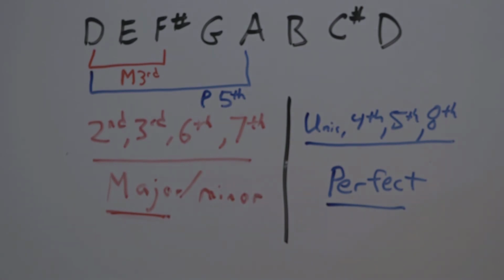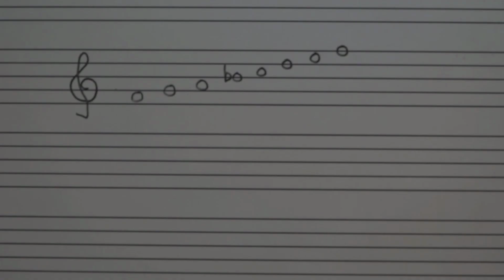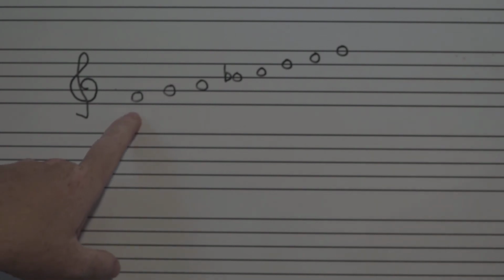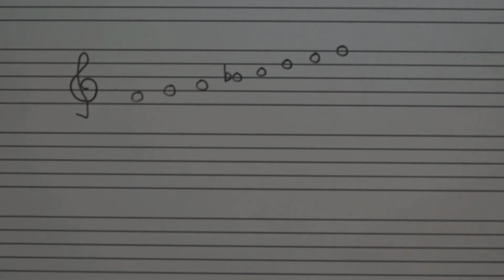Now let's take a look at intervals as they appear on the staff. You should be able to recognize this series of notes pretty instantly. It is an F major scale, F going to F with one flat. And if you know your major scale, then you know your intervals from this F to all of those other notes.